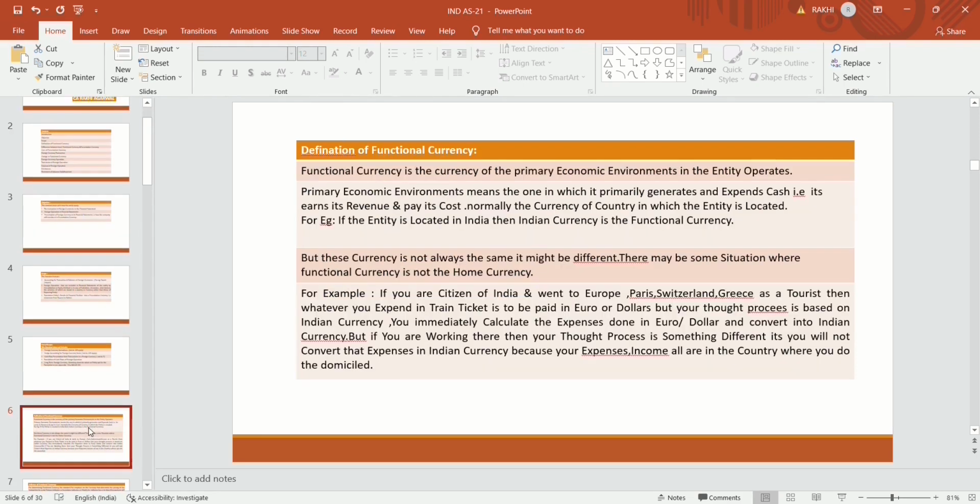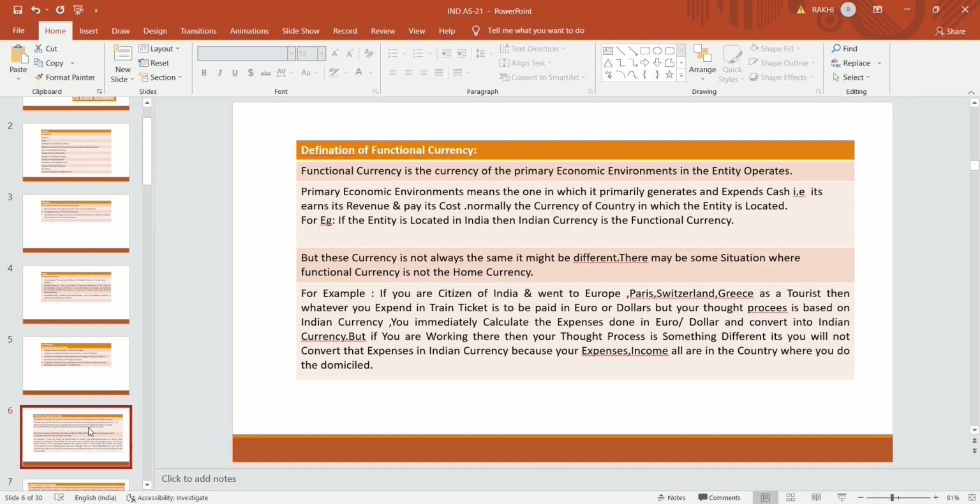Now we will start the important part of this standard, means the root of this standard. Definition of functional currency, which was not there in AS 11. So let's start. Functional currency is what? Functional currency is the currency of the primary economic environment in which the entity operates. Means the currency in which the entity operates becomes the functional currency.